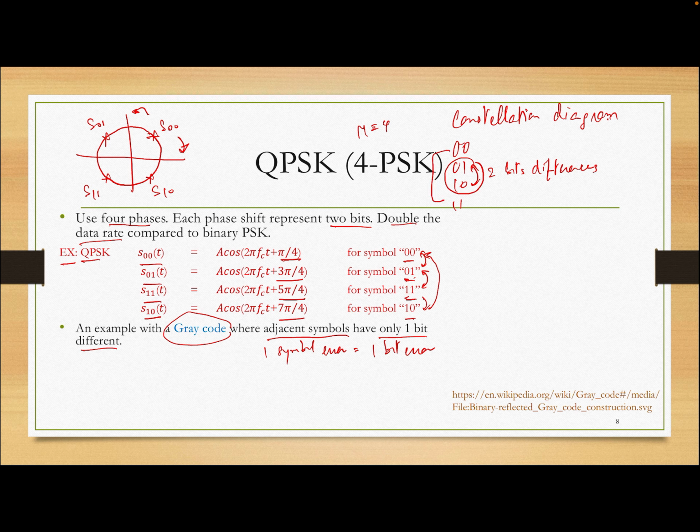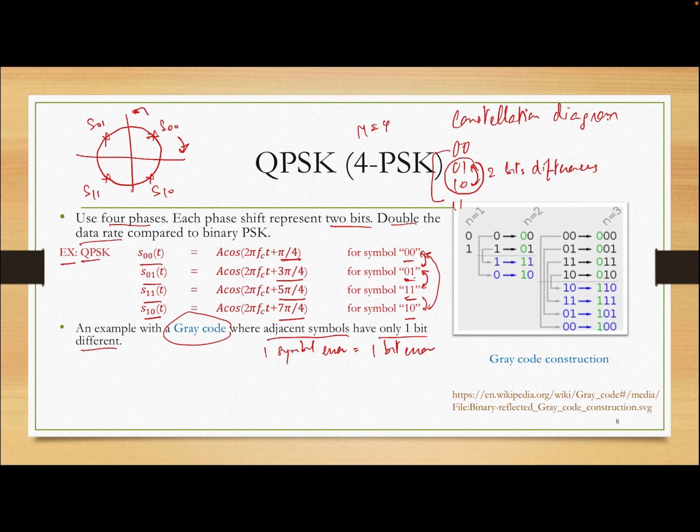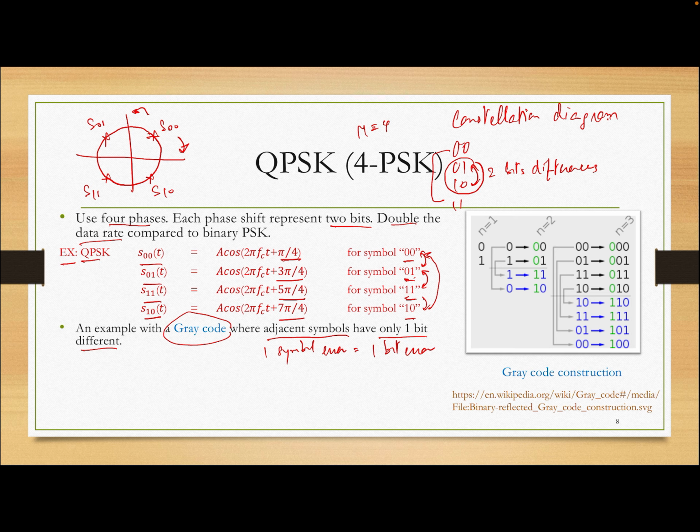And this one is also causing a 2-bit difference. That's why sometimes we will use the gray code. We can also assign it differently, not using the gray code. This is an example. Anyway, since I talked about gray code, let me tell you how to construct the gray code.